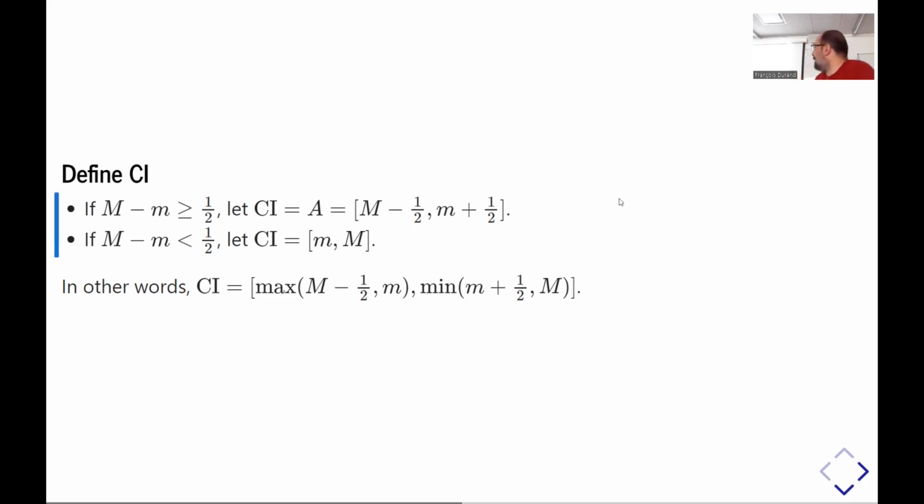So if big M and small m are far enough, then I will take A to be all the possible values. And if big M and small m are close enough, then I will simply take the interval between them. Another way of writing this is to say that my interval is between the max of big M minus 1/2 and little m, and the minimum of little m plus 1/2 and big M.